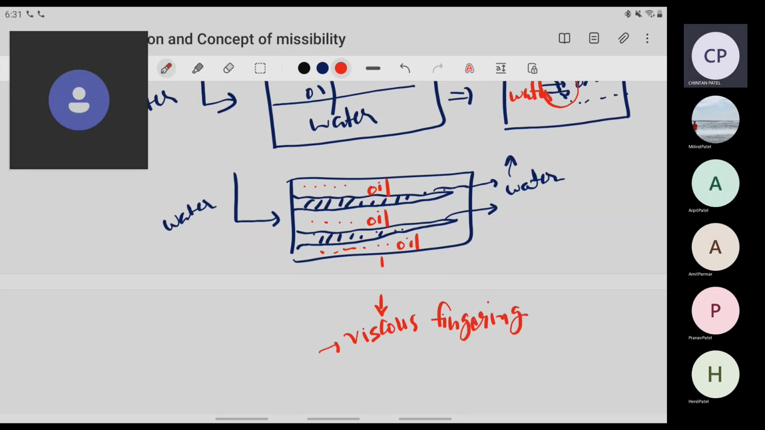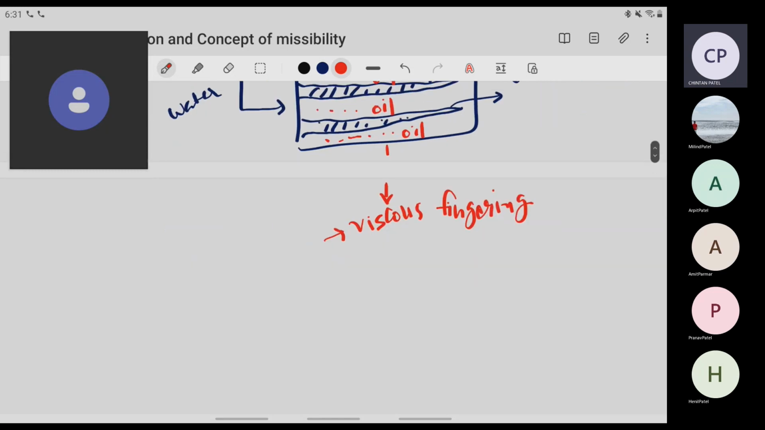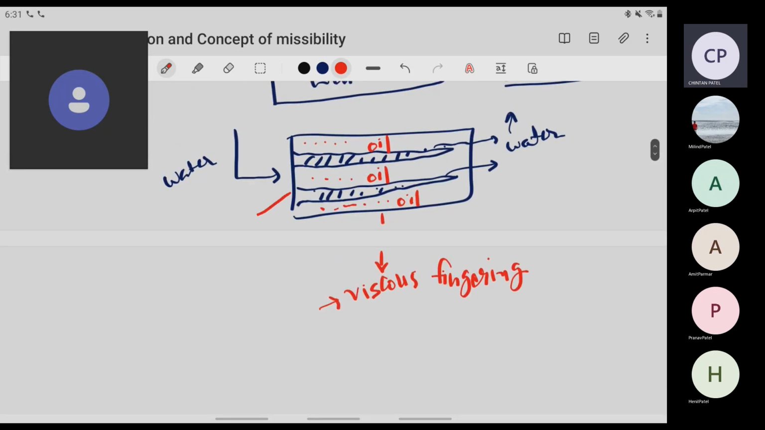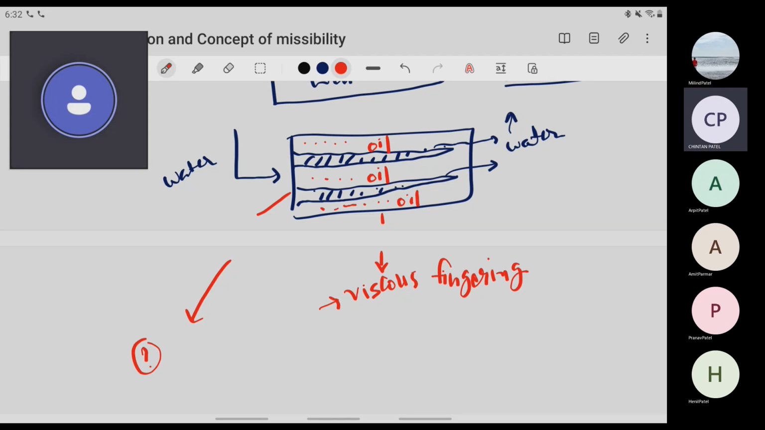So do you think when this kind of phenomenon can occur now? Water is not affecting the oil, the oil is on its own space and water is just passing by the oil. When can this happen? Just don't think about it as water and oil. Yes, go ahead.